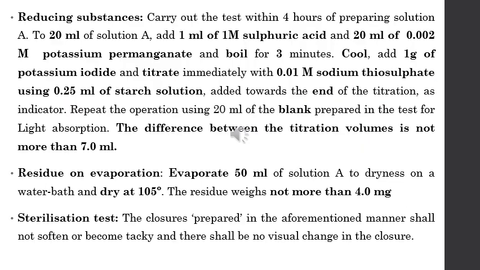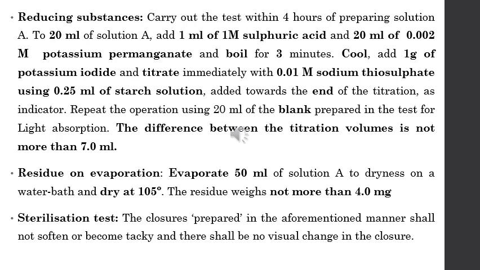Next test is for the reducing substance. For this again, solution A is used within 4 hours of the preparation. 20 ml of solution A is taken. To this we add 1 ml of 1 molar sulfuric acid and 20 ml of 0.002 molar potassium permanganate. We boil it for 3 minutes, cool it, and then add 1 gram of potassium iodide and titrate with 0.01 molar sodium thiosulfate solution using 0.25 ml of starch solution, which is added at the end of the titration.